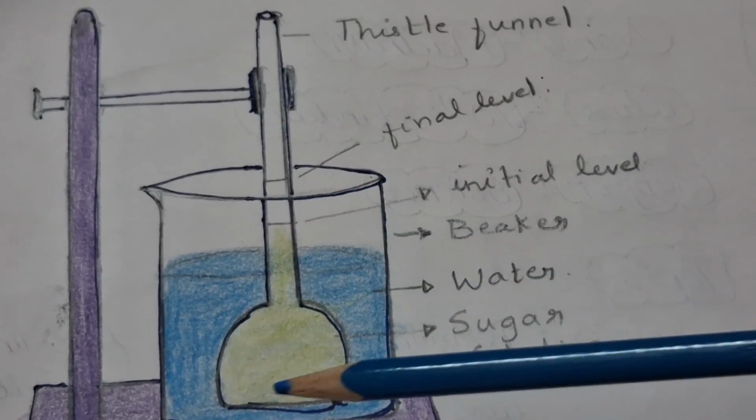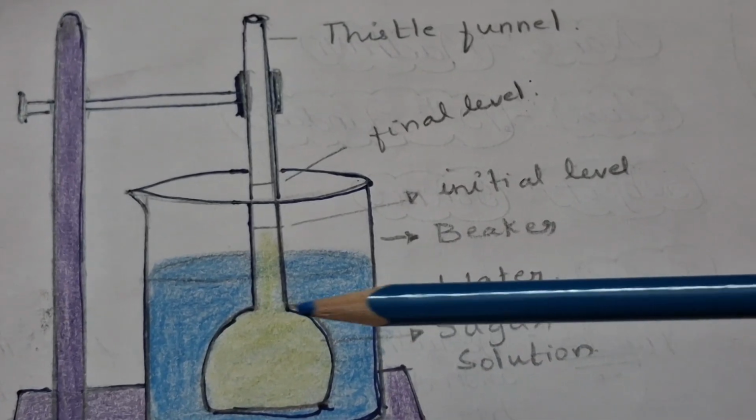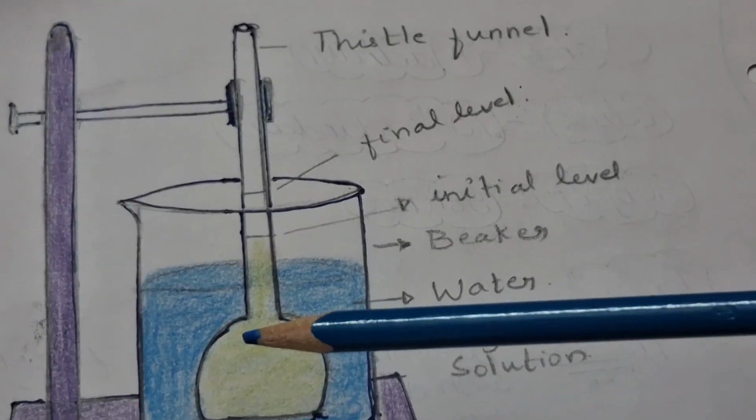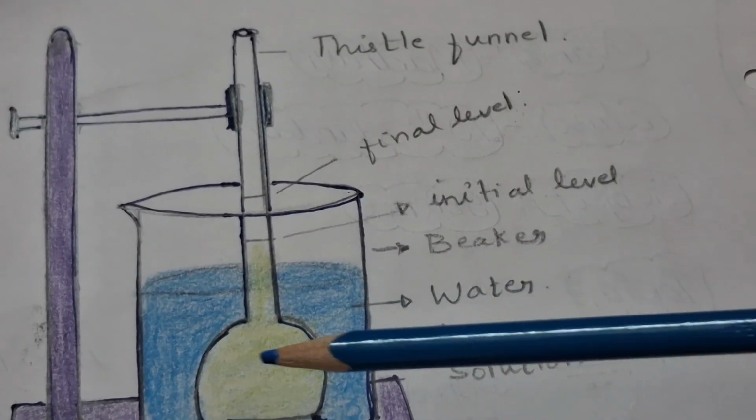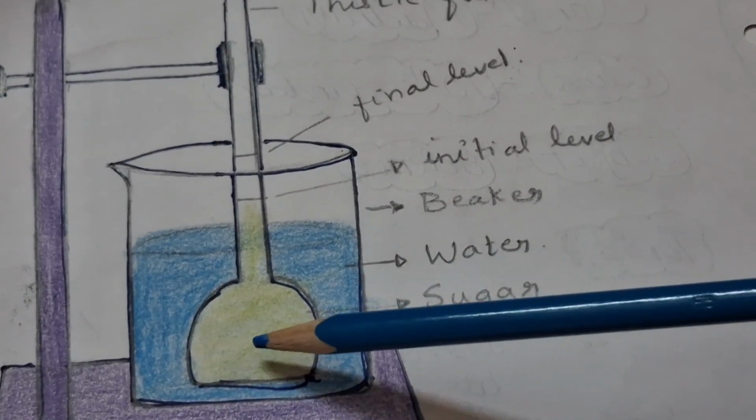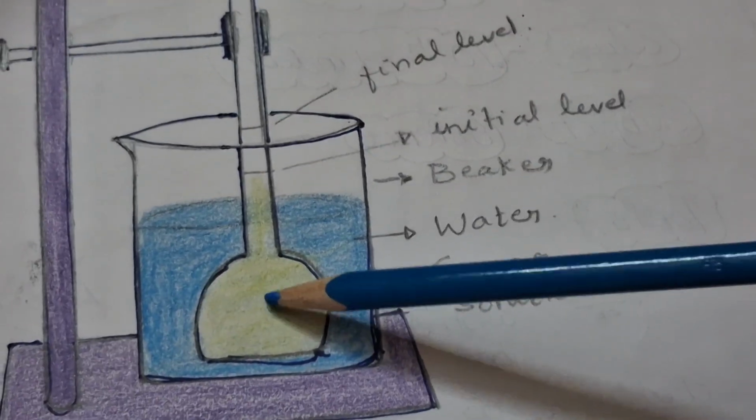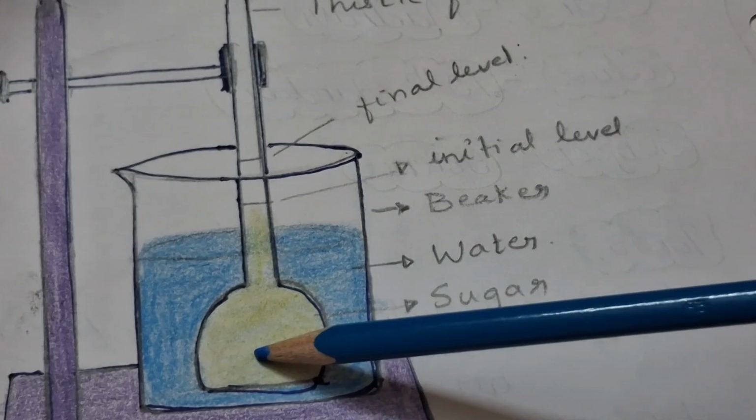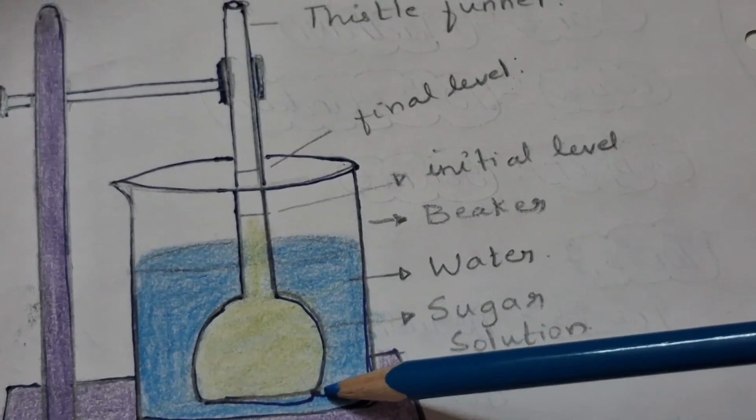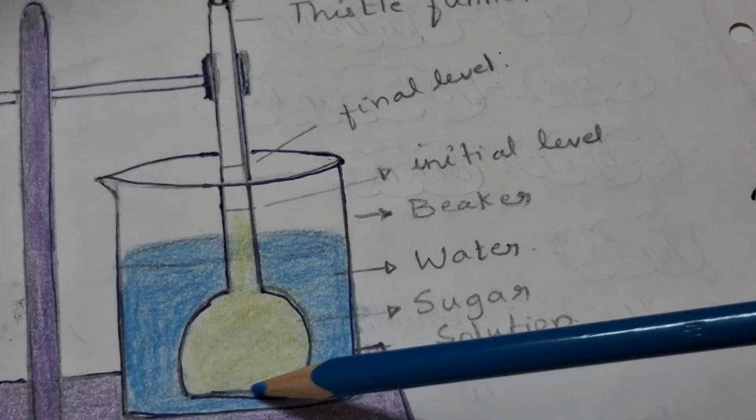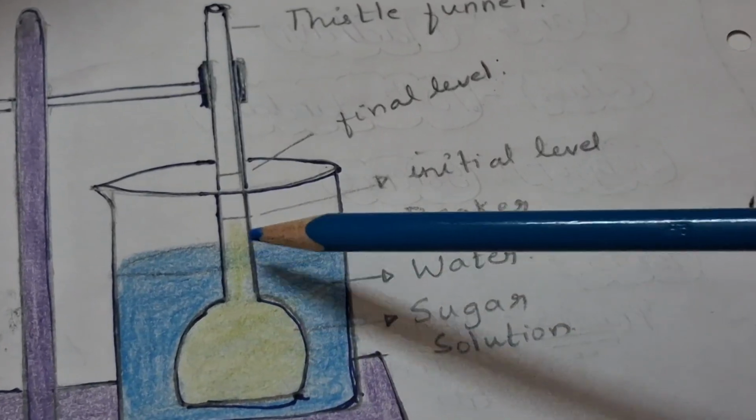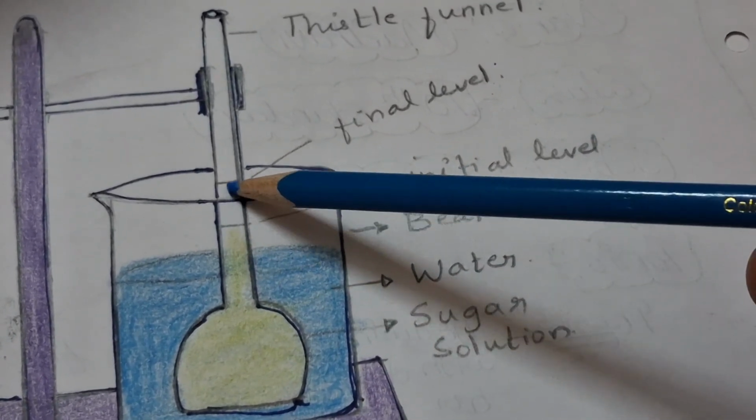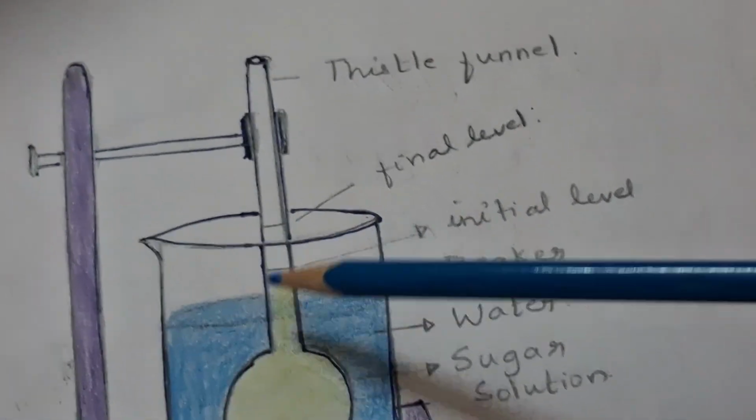Leave this setup for a few hours, and we can find that there is a rise of water in the thistle funnel. This shows that in the water there is no solute at all, while the concentration is higher inside. So the water molecules move from the lower concentration region to the higher concentration region through the semi-permeable membrane tied at the mouth of the thistle funnel. Because of this, there is an increase in the thistle funnel water level. This process is called osmosis.